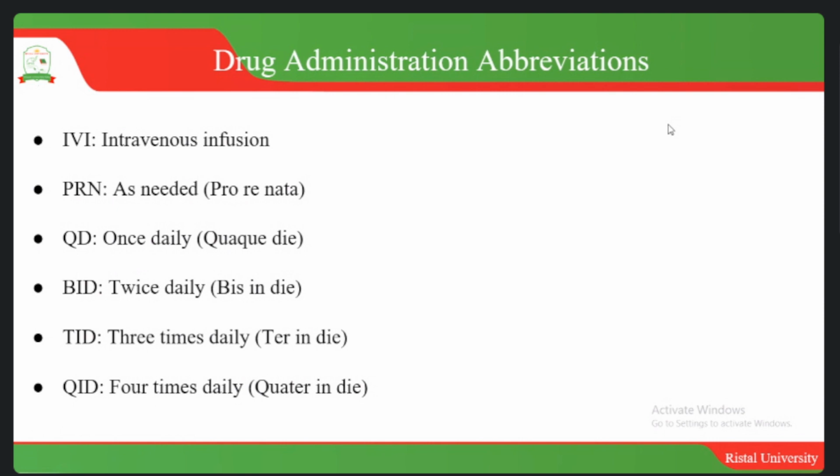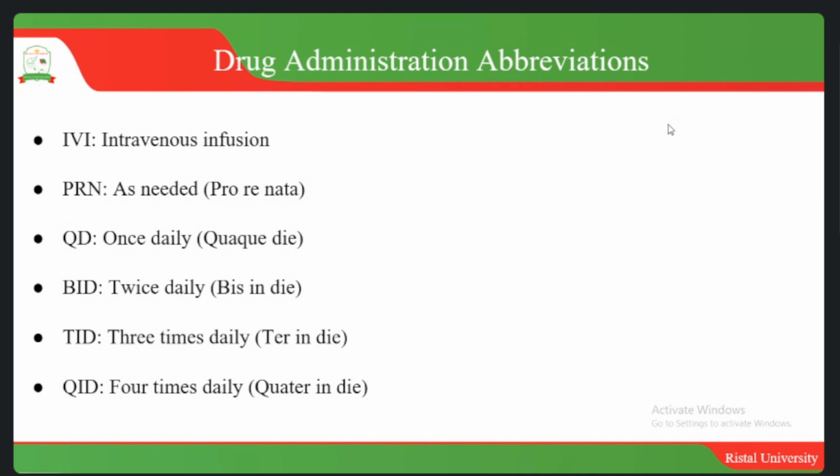Then TID, sometimes some prescribers put TDS, which is 3 times daily. So when you give this 3 times daily, it is after every 8 hours. Some physicians or pharmacists or dispensers guide our patients, they tell the patient you're going to take it 3 times a day. The patient takes in the morning, takes in the afternoon, and takes in the night. But basically, thrice daily or 3 times daily, TID or TDS means taking it after every 8 hours.